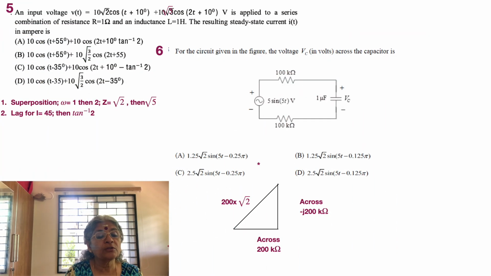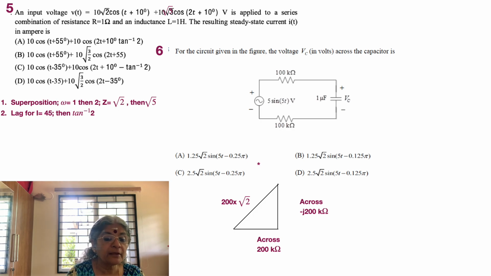So of the four answers, we see that C agrees to some extent because it is 10 cos t minus 35. And now moving on to the next bit, when we have 10 root 5 cos 2t plus 10 degrees applied, it has an impedance of root 5. So we divide by root 5, and the answer is again 10 root 5 by root 5, or 10.